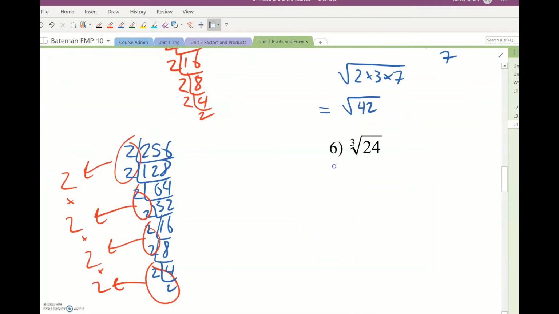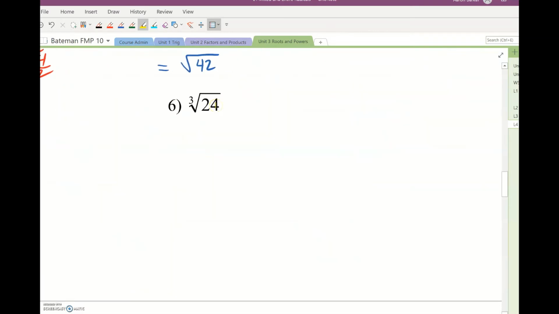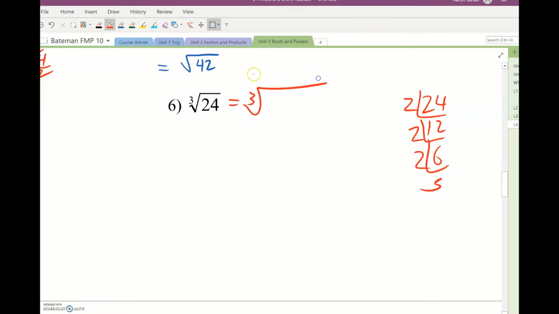Okay. Next one, cube root 24. So this is different. So let's factorize this thing. Divided by 2 is 12. Divided by 2 is 6. Divided by 2 is 3. So this equals a cube root. This is really important. Don't forget that on a quiz. Super important, gotta have it. I will take marks off.